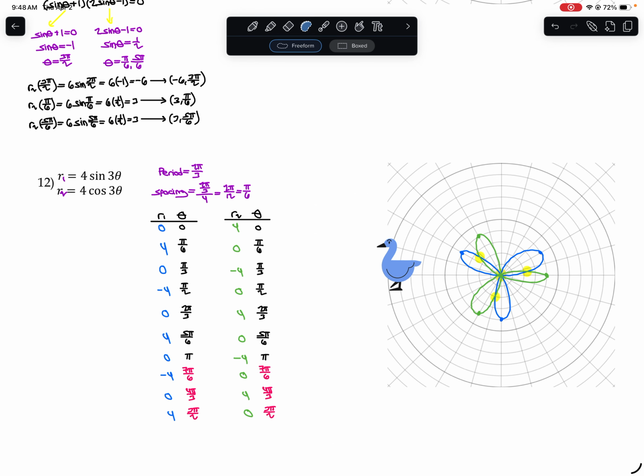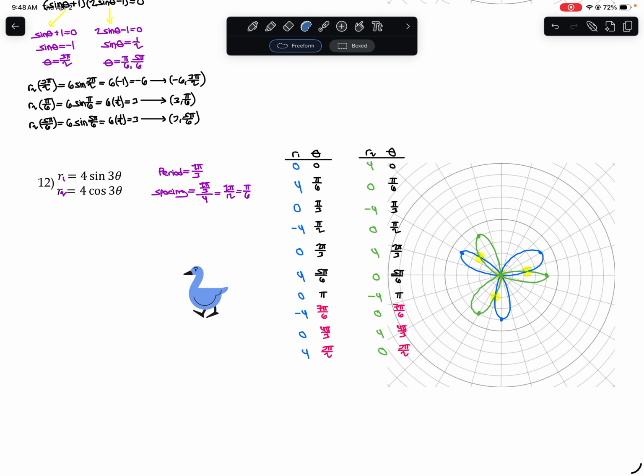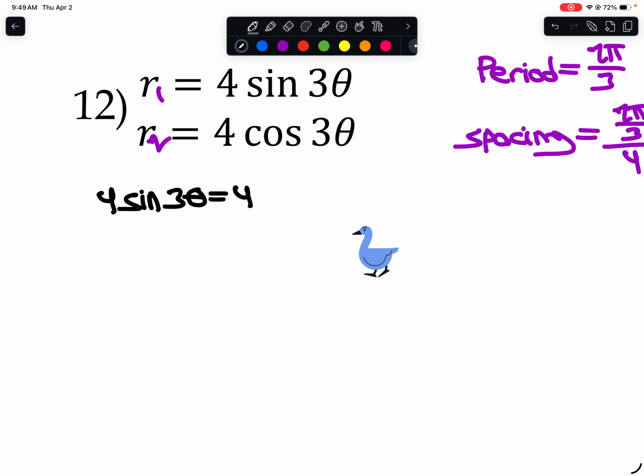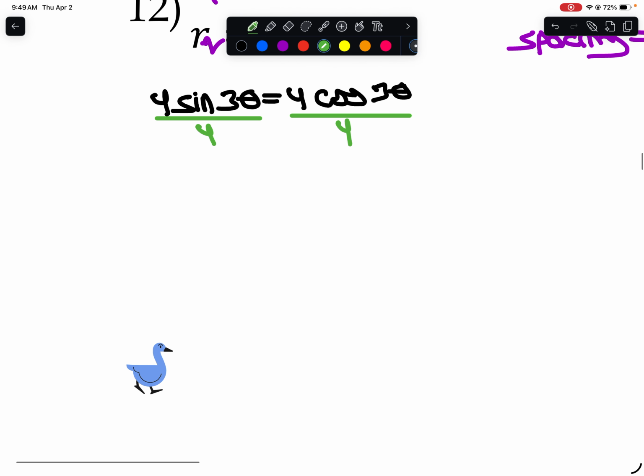Okay, so what I'm going to do next, I did my graphing. I'm going to move that over here. Now I'm going to do the algebraic steps. So with the algebraic steps, now I'm going to set these equal. So 4 sine 3 theta is 4 cosine 3 theta. So I know based on the initial setup, I'm going to divide both of these equations by 4. So this is going to be sine 3 theta is equal to cosine 3 theta.